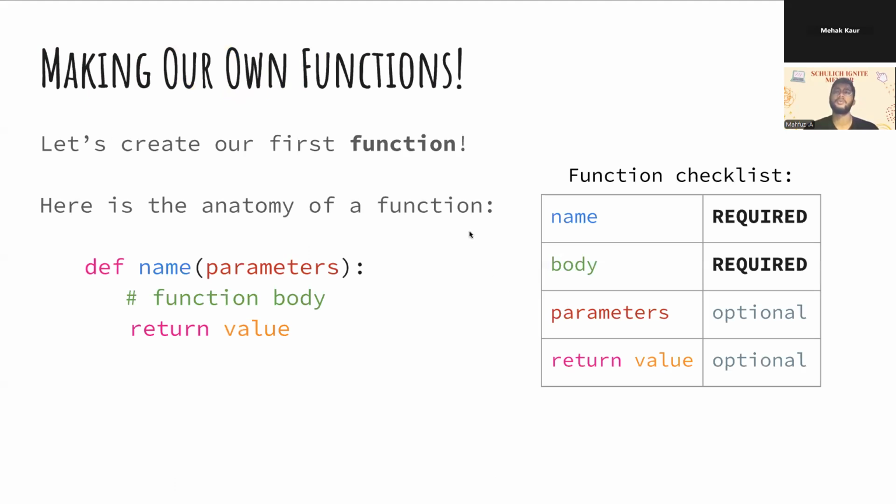Okay, so you're probably wondering how can I make my own function? So let's create our first function. So here is the anatomy of a function. You use the def keyword. You can think of it as meaning define, right? It's a shortened define keyword. So def, name, and parameters, right? Name is the name of the function.